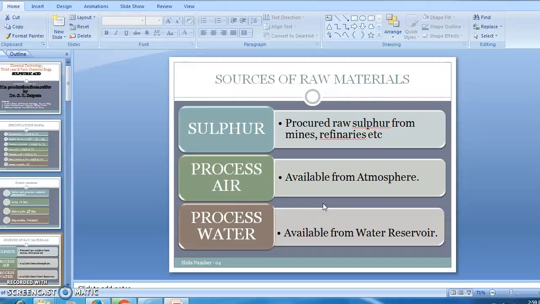Now let's look at here. When you speak of raw material, as discussed before, sulfur and process air, sulfur can be procured from the mines, or a refinery can also give sulfur as a byproduct which can be purchased and used. The process air contains 21% oxygen and 79% nitrogen, as we know, but it's the cheapest source of oxygen, so we use process air available freely from the atmosphere. And for heating or cooling purposes there is process water which is taken from a water reservoir.